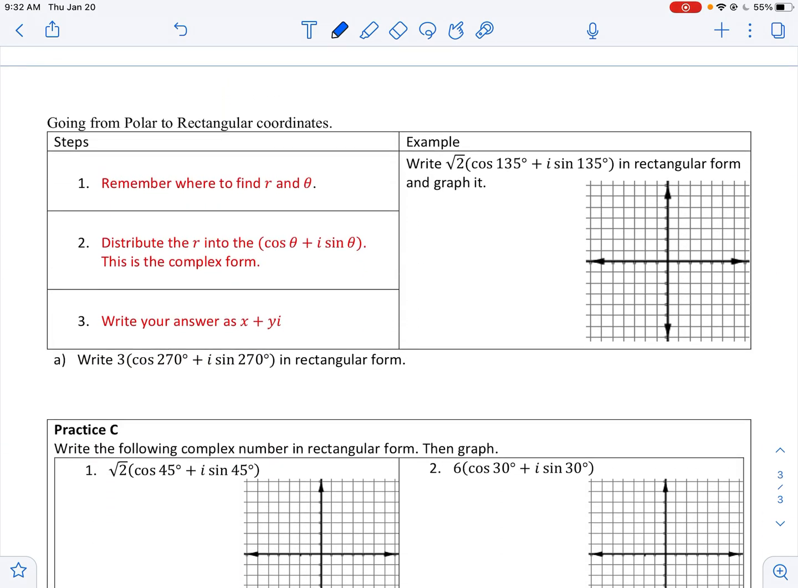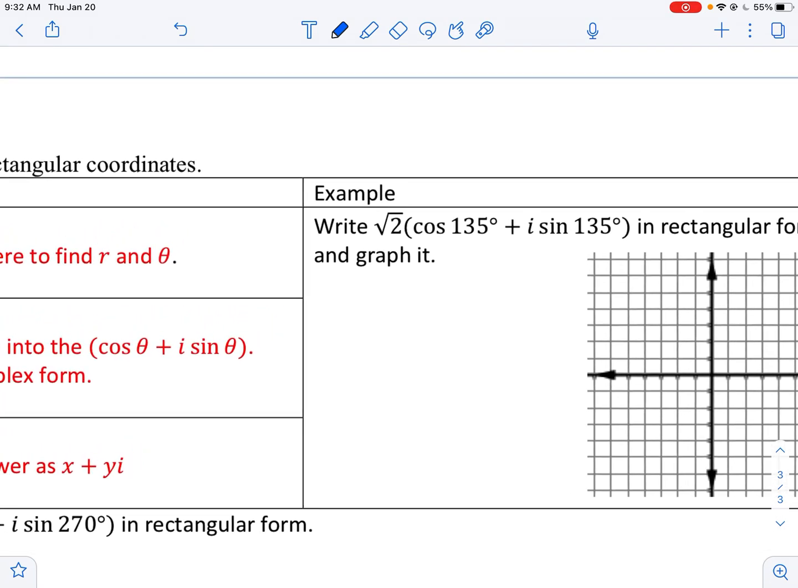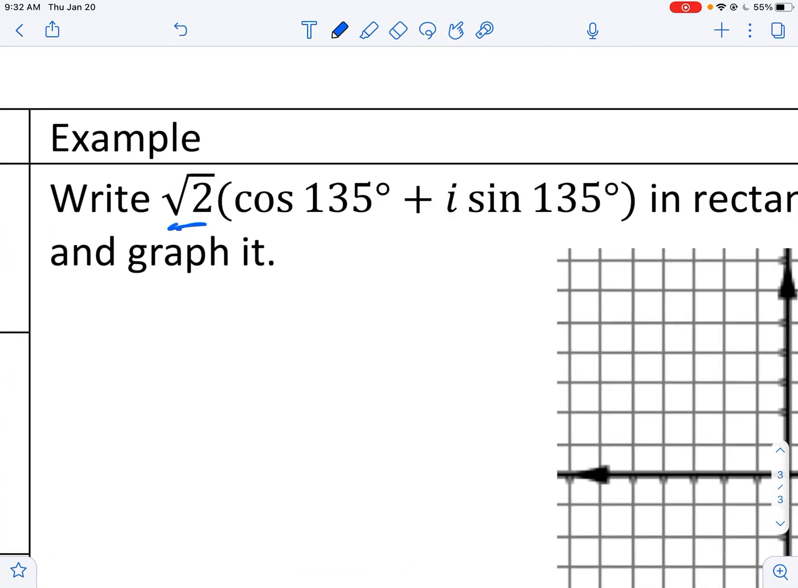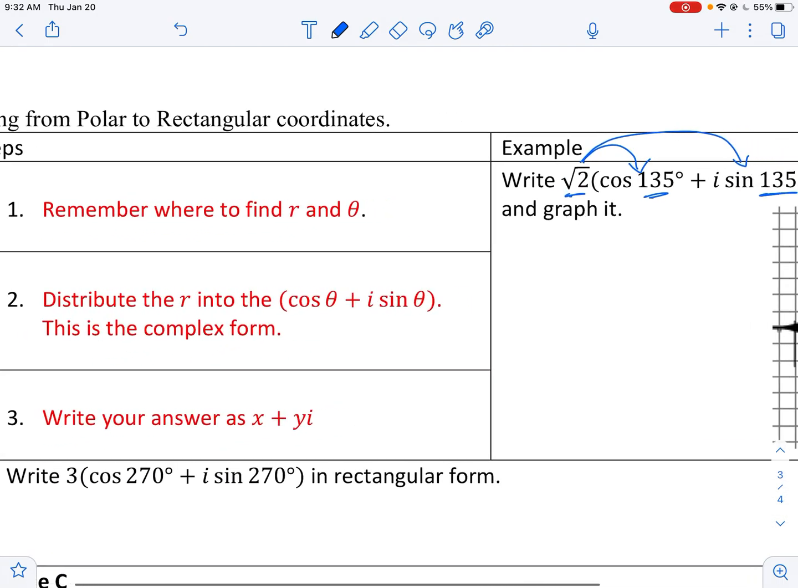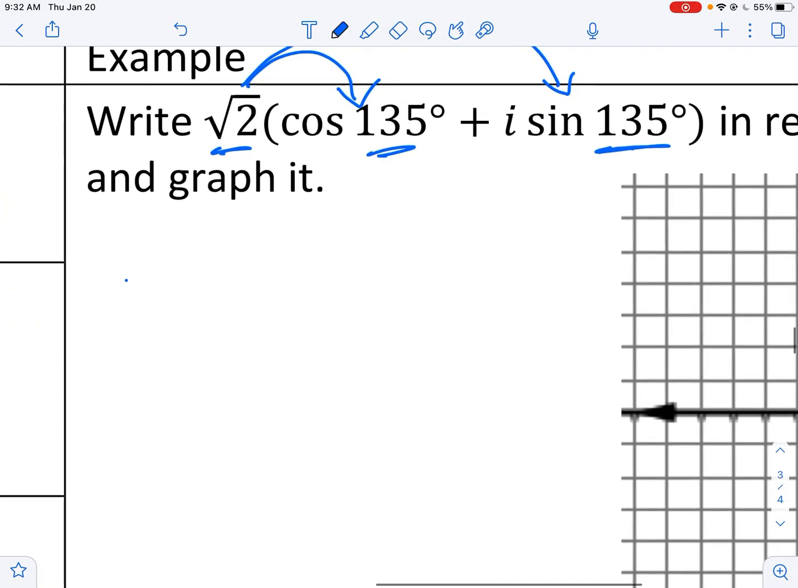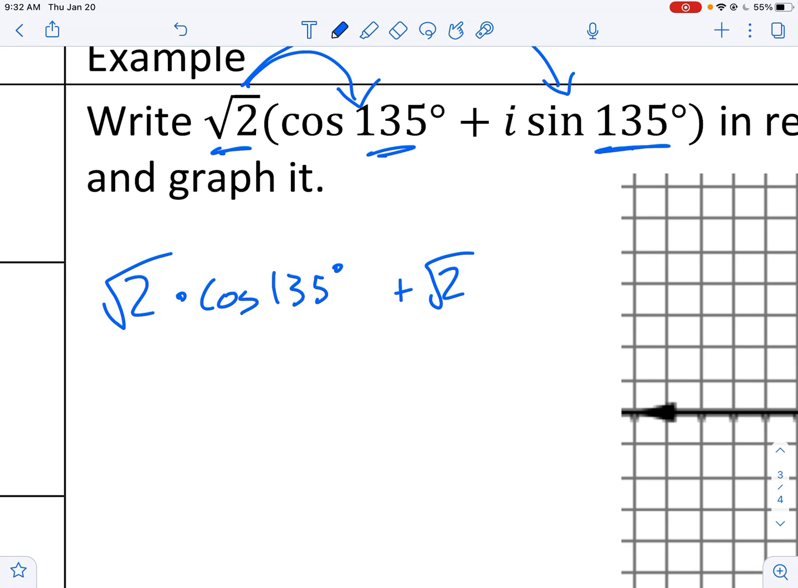Luckily, going the other way is easier because you just need to figure out what your radius and your angles are, and you distribute. You really just distribute, and you simplify things down. And we're just going to write out, yeah. So now we got 2 times the cosine of 135 degrees. And we got plus 2, square root of 2, not just 2. Sorry, square root of 2, i times sine of 135.